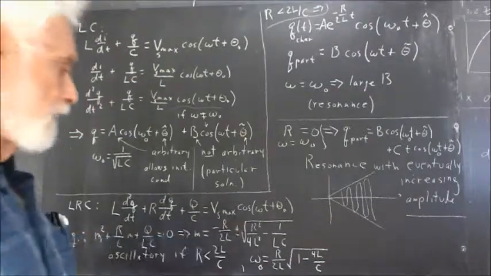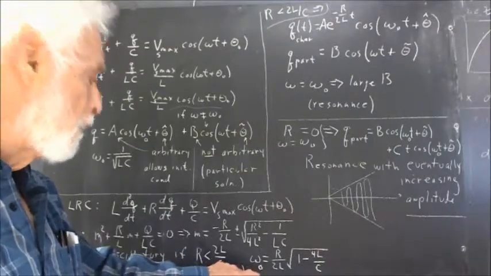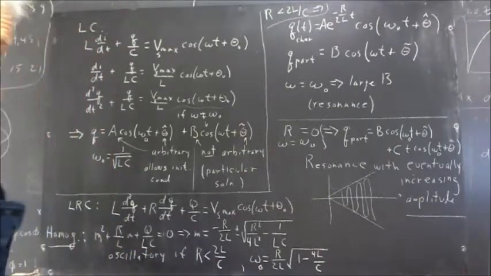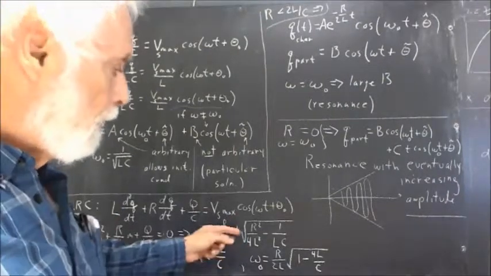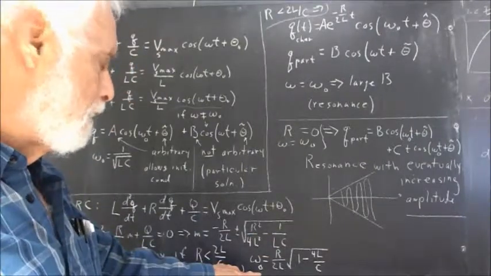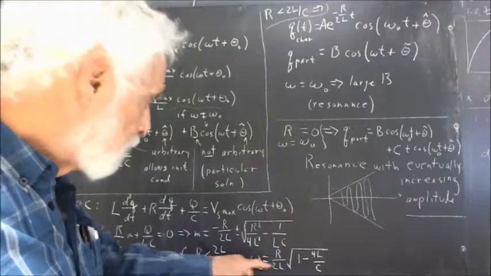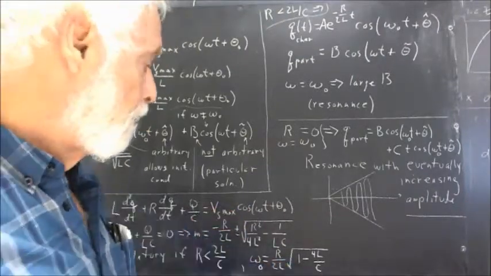In that case, then, we have an omega naught, the natural frequency of the system, that natural angular frequency equal to this quantity. And I factor out an R over 2L here to get this form.